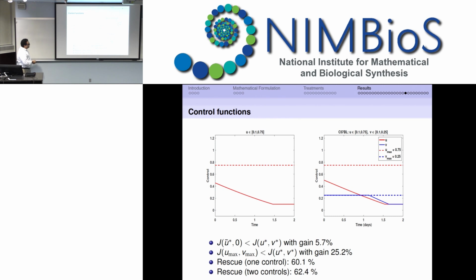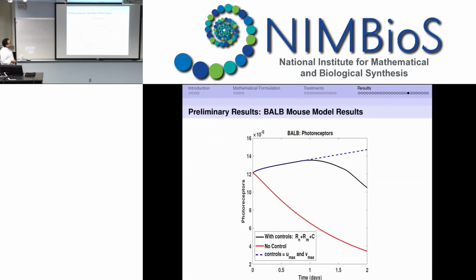If I look at the objective functional evaluated at the optimal control and compare it to the objective functional set to the maximum controls, then once again, the objective functional is telling us that we have a larger value, and this time we had a gain of 25.2%. The rescue in the case of one control, and here we were measuring rescue of all photoreceptors, not just the cones, was 60.1%. In the case of two controls, 62.4%.